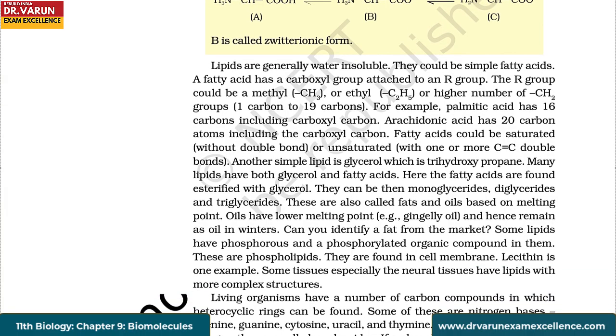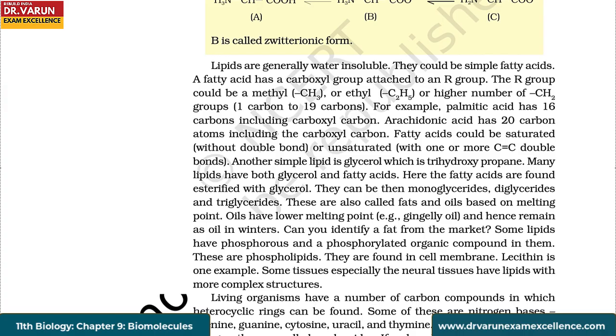Lipids are generally water insoluble. They could be simple fatty acids. A fatty acid has a carboxyl group attached to an R group. The R group could be a methyl or ethyl or a higher number of CH2 groups, 1 carbon to 19 carbons.